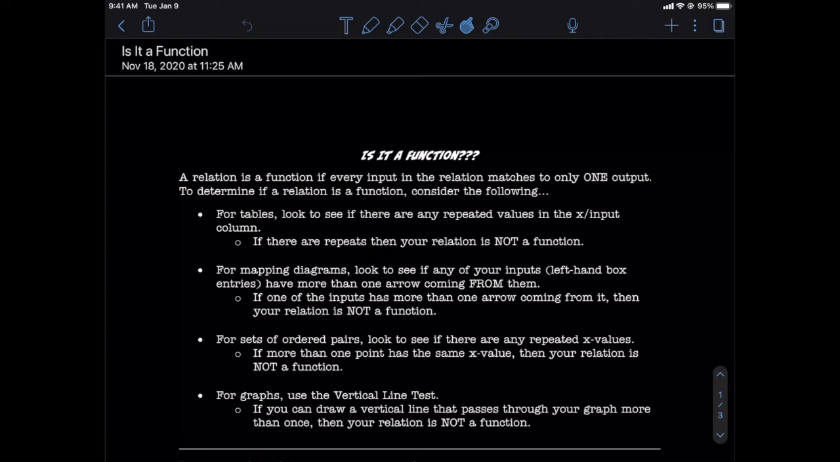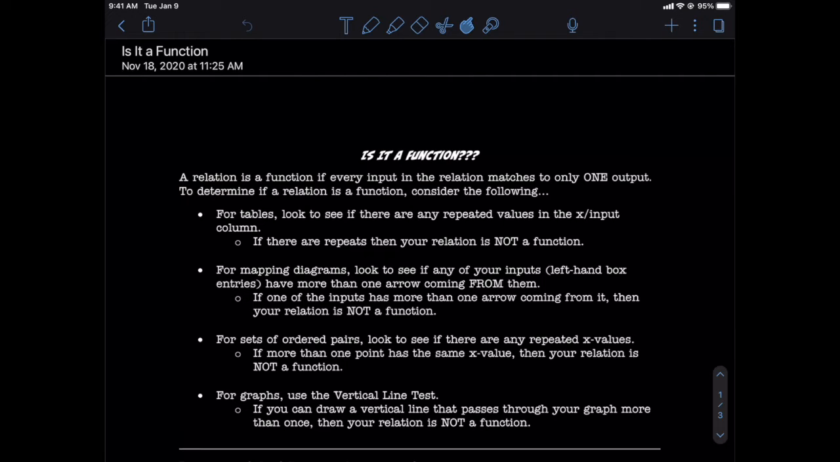Now, relations can be expressed in a number of different ways. In this video, we will be studying tables, mapping diagrams, ordered pairs, and graphs. The question here is, how can we take this definition for function and apply it to all of these different types of relations? Well, I suggest you take a close look at your screens.